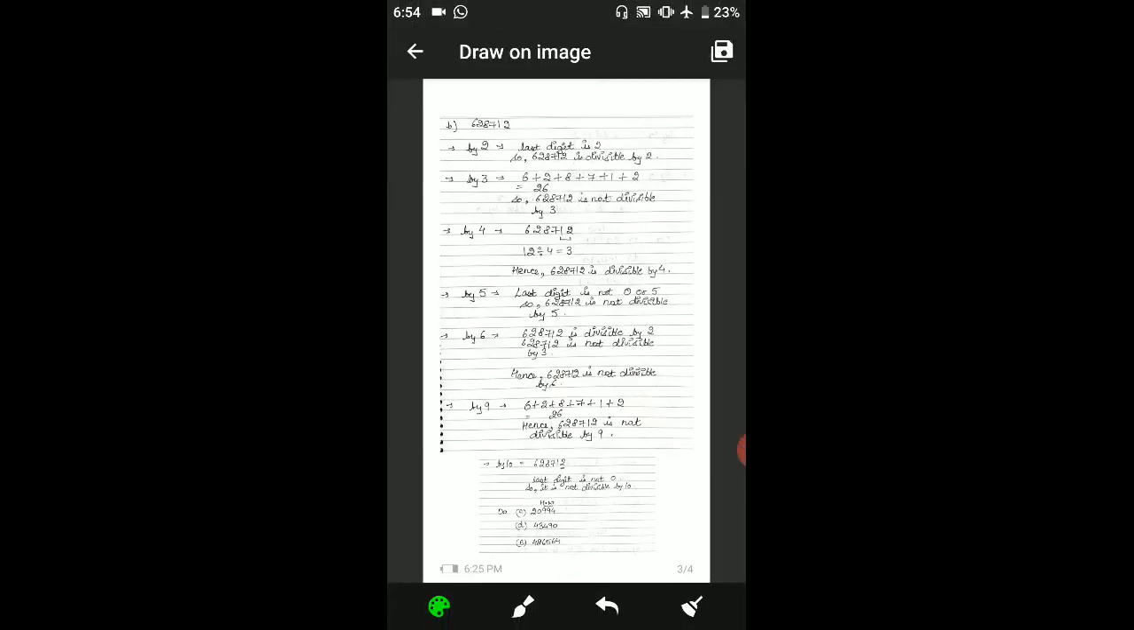Now we do by 9. For 9 you have to add all the digits of the number, 6 plus 2 plus 8 plus 7 plus 1 plus 2. When you add it, you get 26. Does 26 come in the 9 table? No. So you write this number is not divisible by 9. Now we check by 10. For 10 you have to see the last digit. It should be 0, but it is not 0, so you can say that it is not divisible by 10.